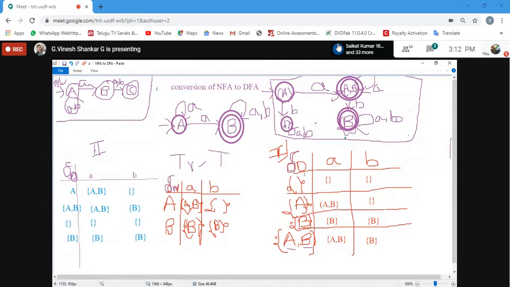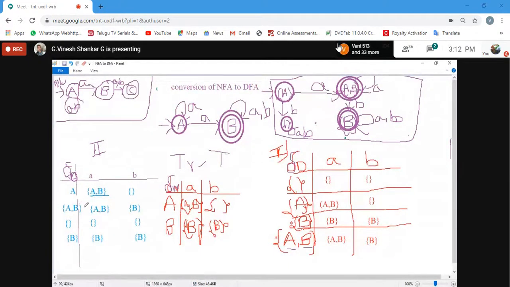Both are equal only here. You can observe this table and this table. The technique is, by taking an initial state of NFA and using a transition table of NFA, you are designing the transition table of DFA. That is A to A comma B. A to B is null. Like that. Now, what is the new state among these two? These two new states. This is the one new state you found here. So please take that new state here.